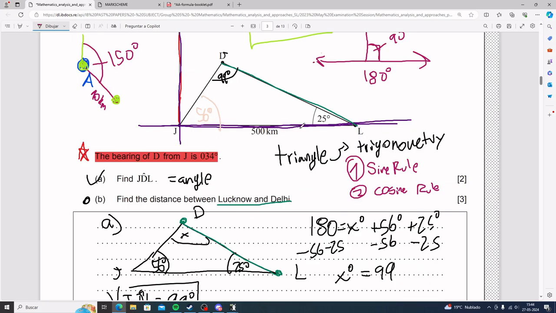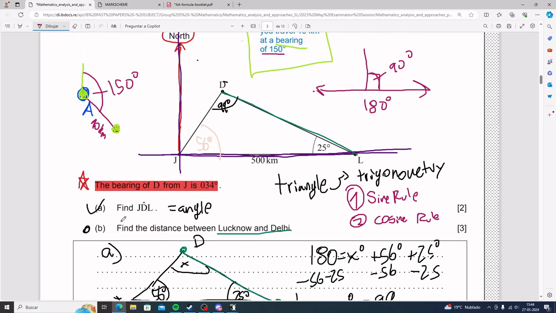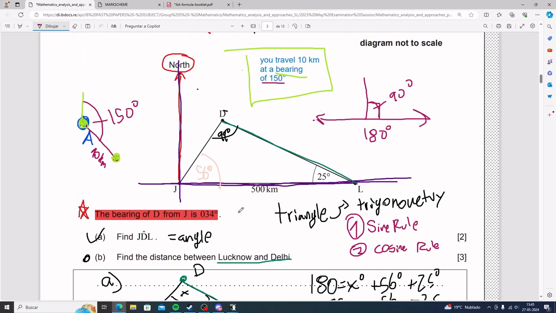And so why is it important to think about it this way? Because for part B, if you need to find the distance between Lucknow and Delhi, well, think about it. Do you have at least one pair? Yes, you do have one pair because you have this angle associated to that side. And so suddenly, that's going to be your side 1 and angle 1.